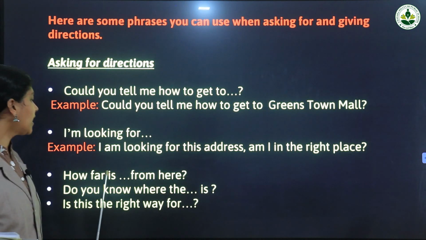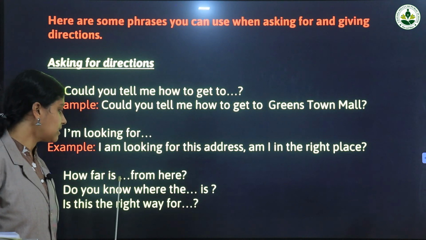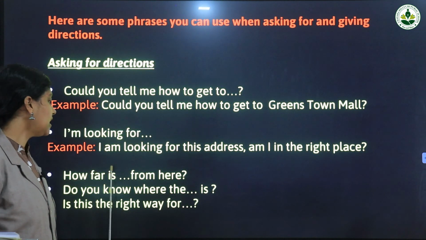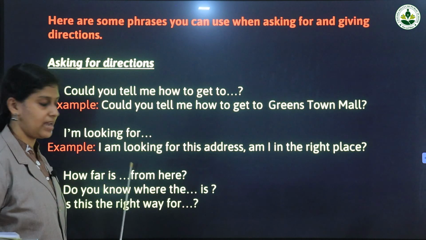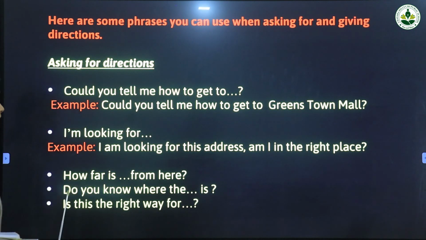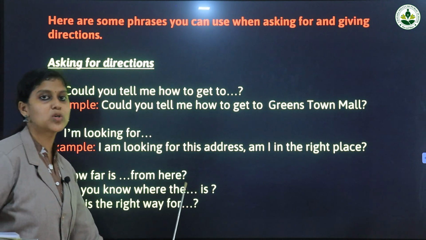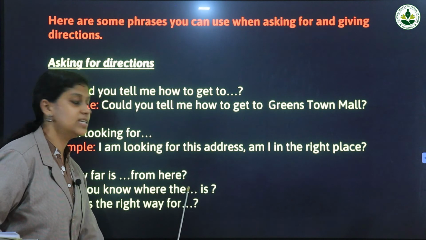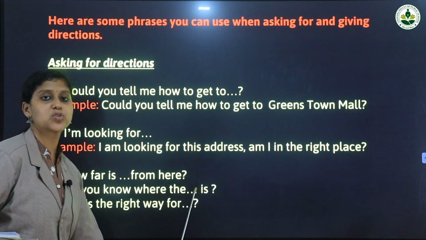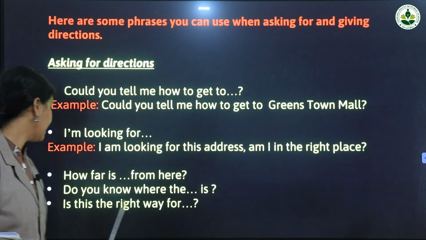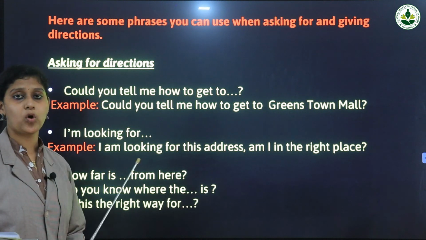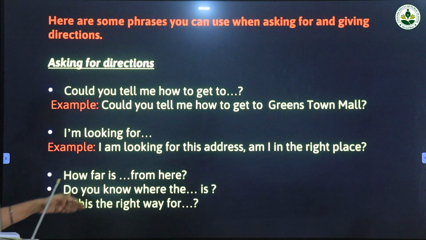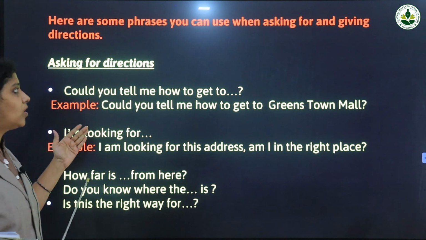Next one, how far is dash from here? Here you can see a blank space and you can add the name of that place. How far is dash from here? Next one, do you know where the post office is? You can add the name of the place that we want to go in this blank space. Do you know where the school is? Next one, is this the right way for airport? You can add the name of that place in this blank space. These are some phrases we can use when asking for direction.